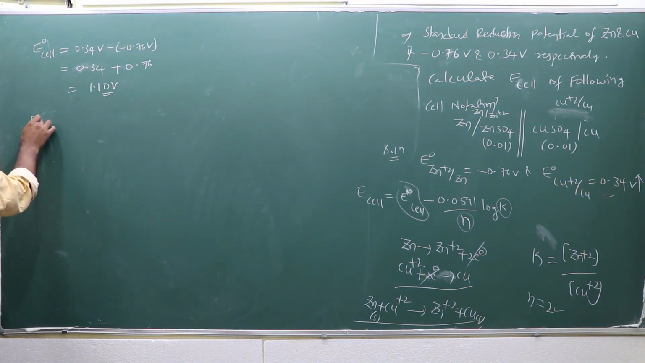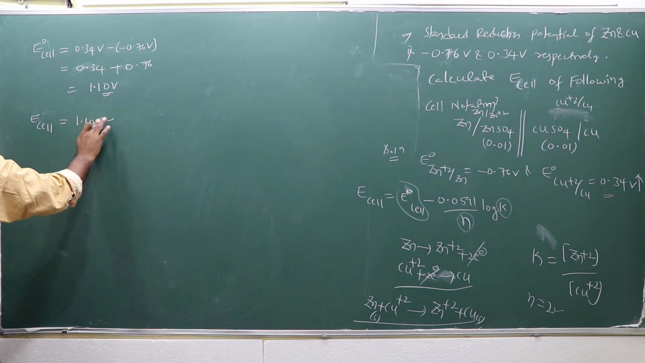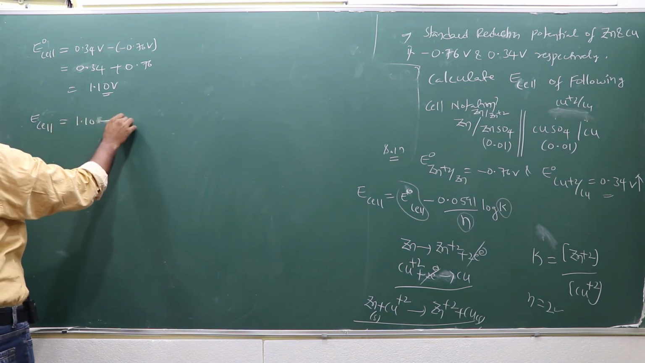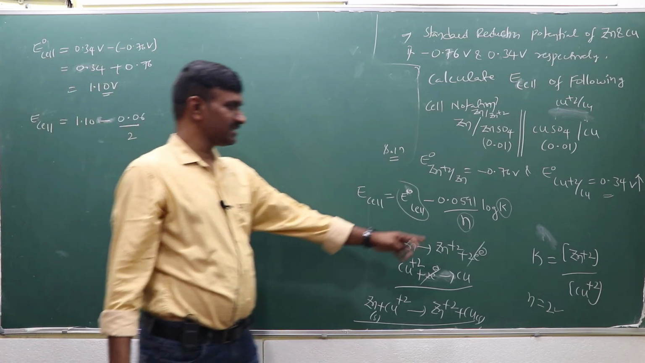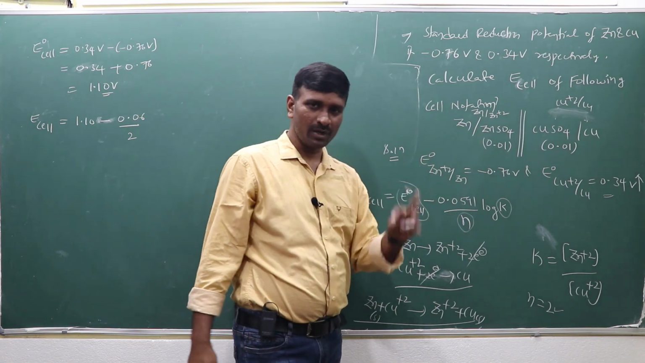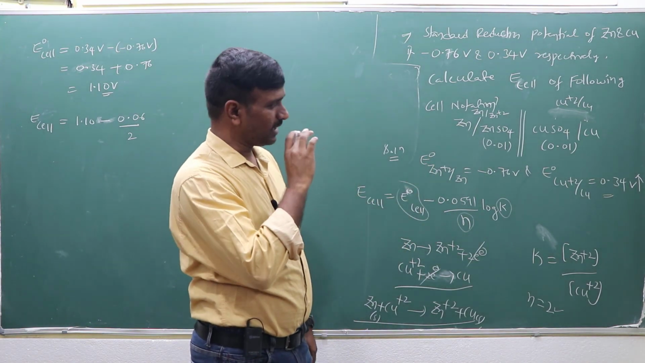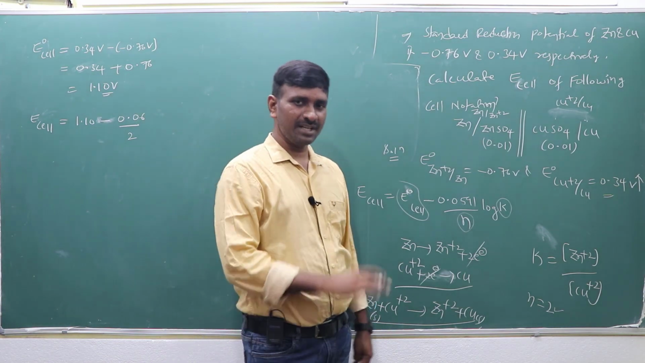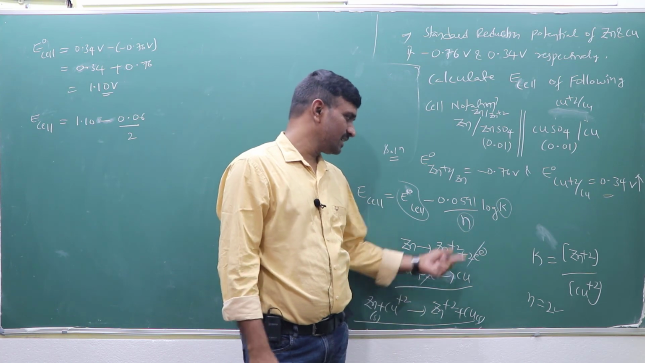So E cell is equal to E0 cell, that is 1.10 volt, minus 0.09. I can take that approximately as 0.06 from a probabilistic point of view. If options are given, that value is very close to the approximate value, not much change. So I can take 0.06.